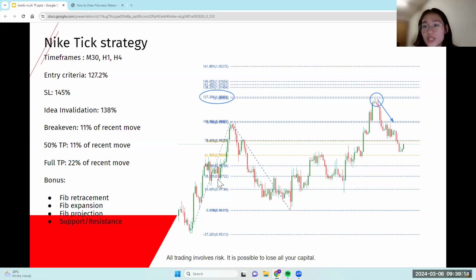Next, Fibonacci expansion. No, we don't have that here. But why we mention support and resistance is because at this swing high, if you draw a horizontal line across, we're actually expecting price to bounce off and hit back to that level, which is why we have highlighted this arrow to hit back towards this area.